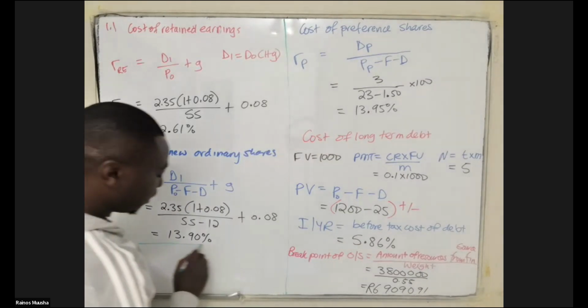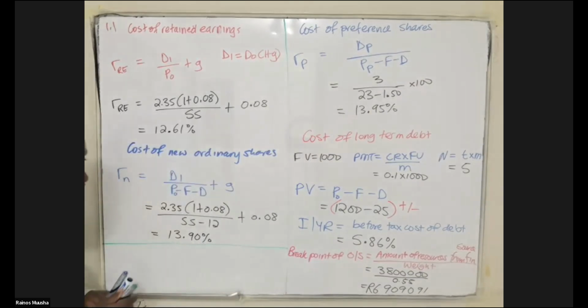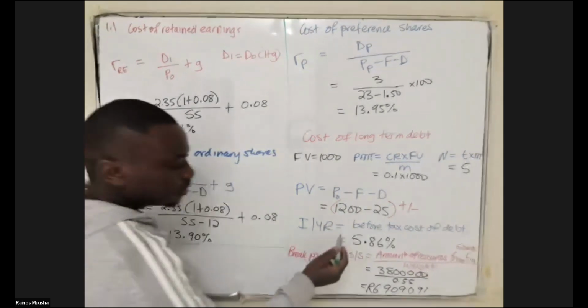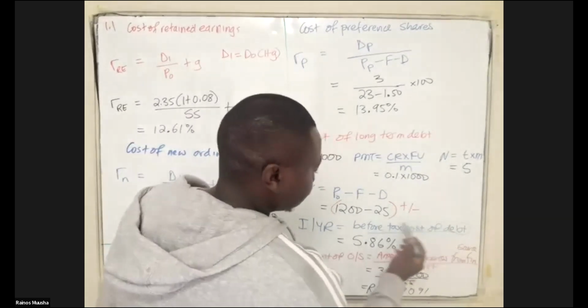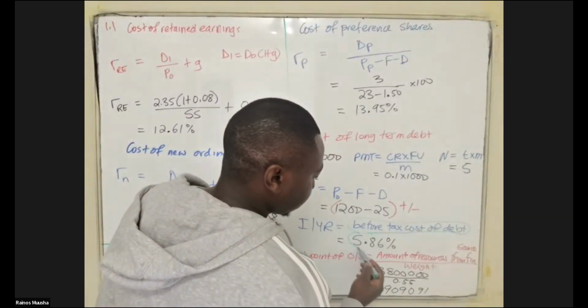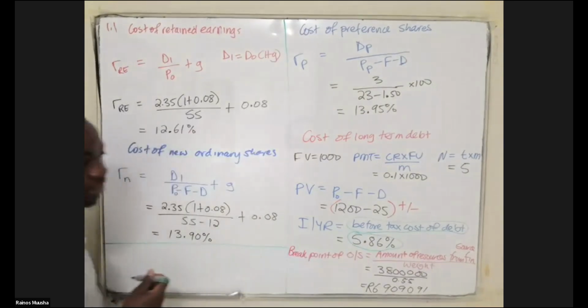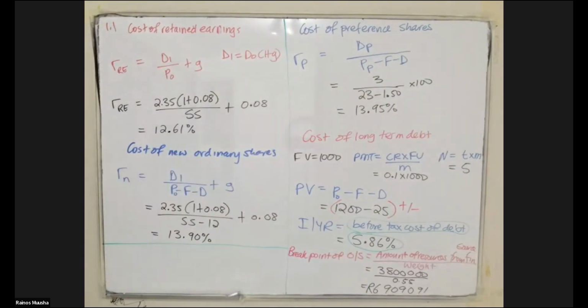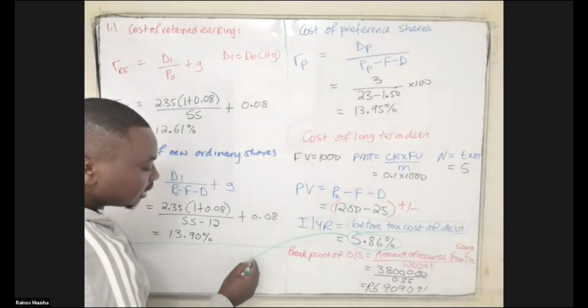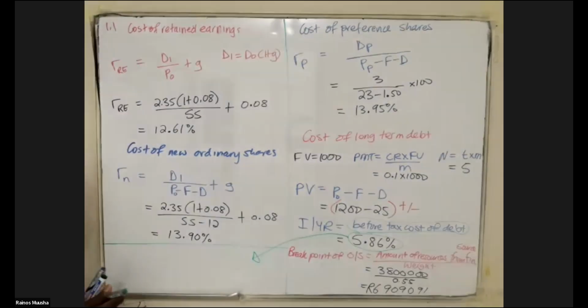Please note, there's something I missed out here. Remember, we got the before-tax cost of debt being 5.86%. Normally, when you're given the before-tax cost of debt, because eventually you want to be able to calculate the weighted average cost of capital, you need to also calculate the after-tax cost of debt as well.